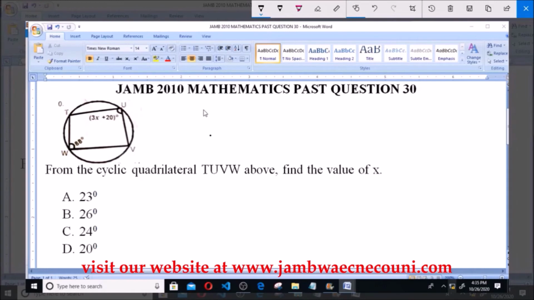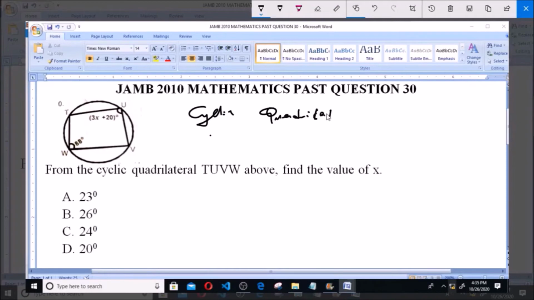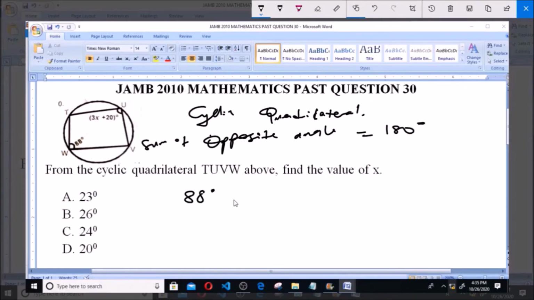Now like we know, in a cyclic quadrilateral, that is when you have a quadrilateral inside a circle, the two opposite angles are supplementary. The sum of opposite angles is equal to 180 degrees, meaning that these angles are supplementary. Now I can say 88 degrees plus 3x plus 20 is equal to 180. This is because opposite angles of a cyclic quadrilateral are supplementary, that is they are equal to 180.